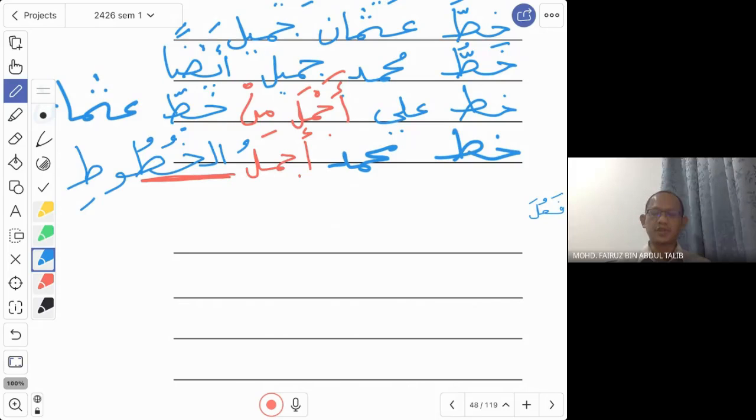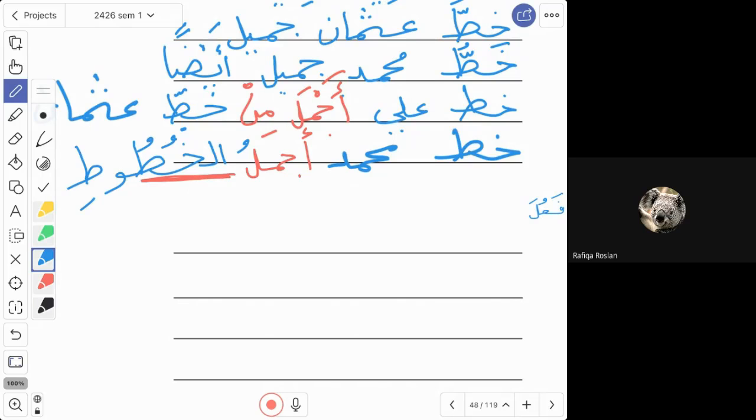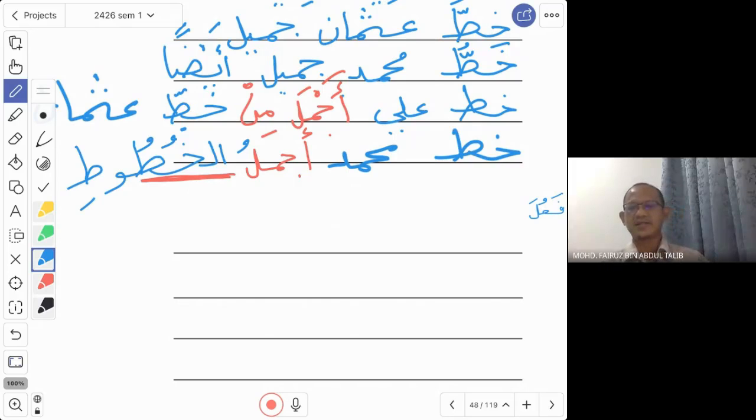Al-khutut. We say al-khutut. Al-khat, the jama is al-khutut. So khat, so it's jamak taksir. Yes, this is jama taksir. So jama taksir is a bit difficult.